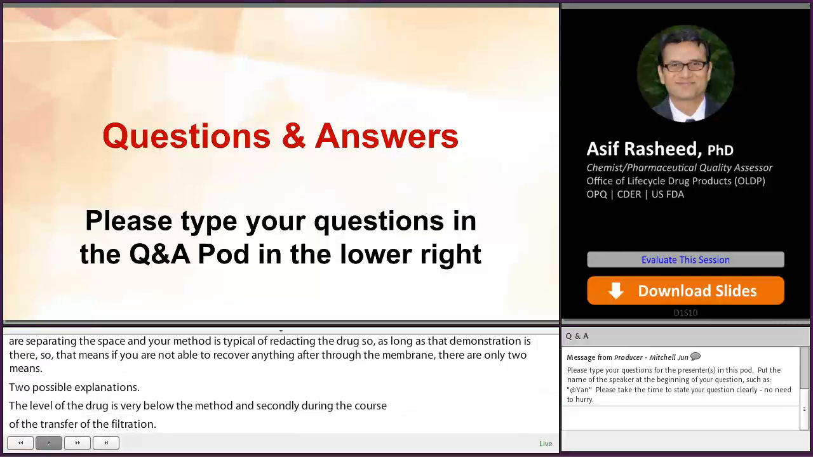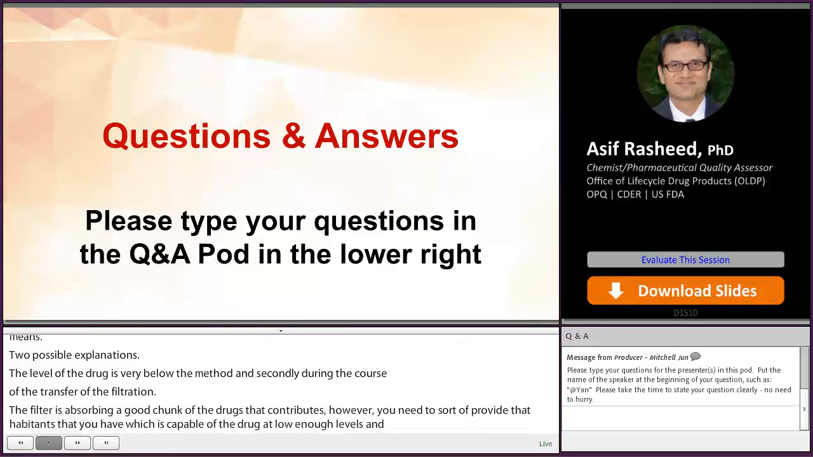But you need to provide that evidence that you have an analytical method which is capable of detecting the drug at low enough levels. And as I mentioned previously, the solubilities are available in the literature. One can create those solutions in the lab, and then you can use those solutions to establish your analytical method's LOQ and LOD. I hope this answers your question. Thank you.